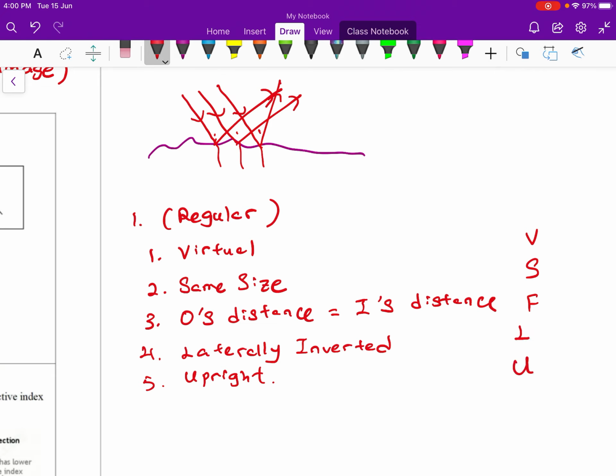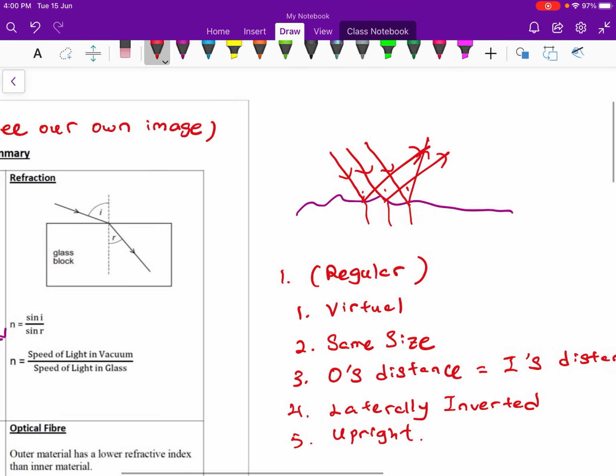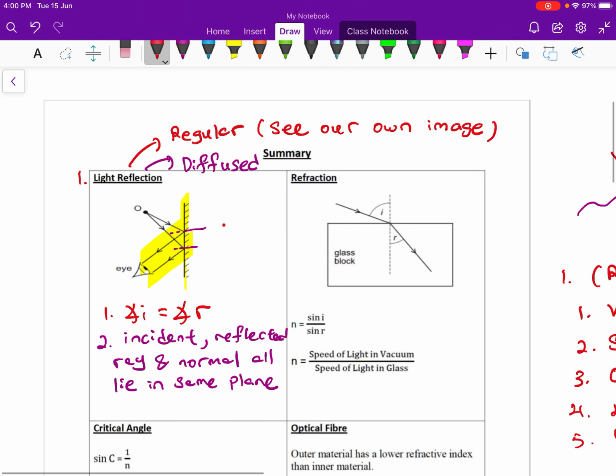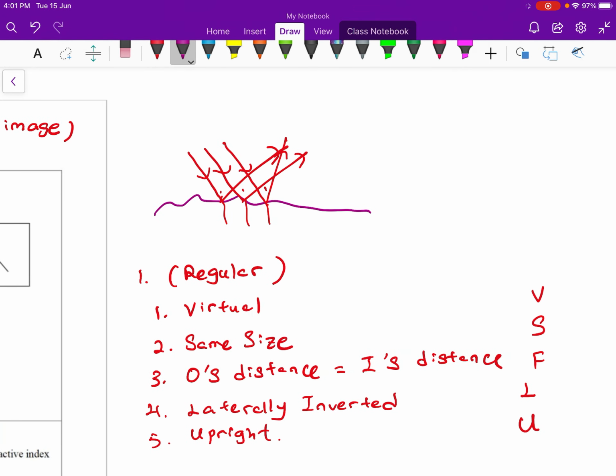So this is the regular reflection. And to re-emphasize, the angle of incidence equal to the angle of reflection also takes place in diffuse reflection. Although the reflection is diffuse, nevertheless the angle of incidence is still equal to the angle of reflection. So this one still applies.